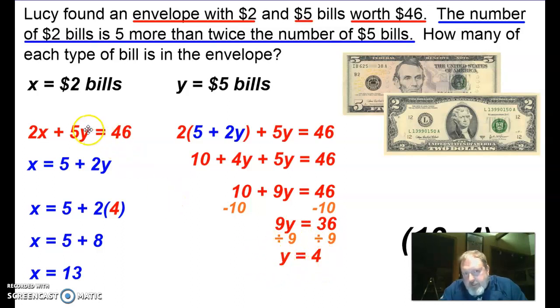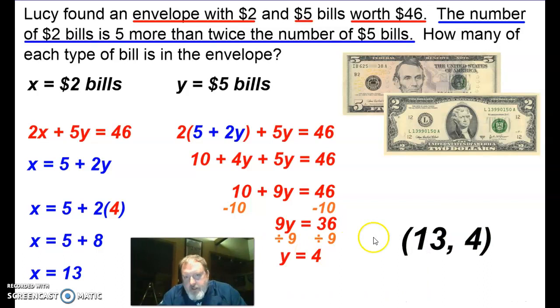Now I can plug that into either one of these equations. This one's going to be easier because it's already solved for x. So we'll plug 4 in here. 2 times 4 is 8. So x is 13. So we have 13 $2 bills and 4 $5 bills for a total of $46.